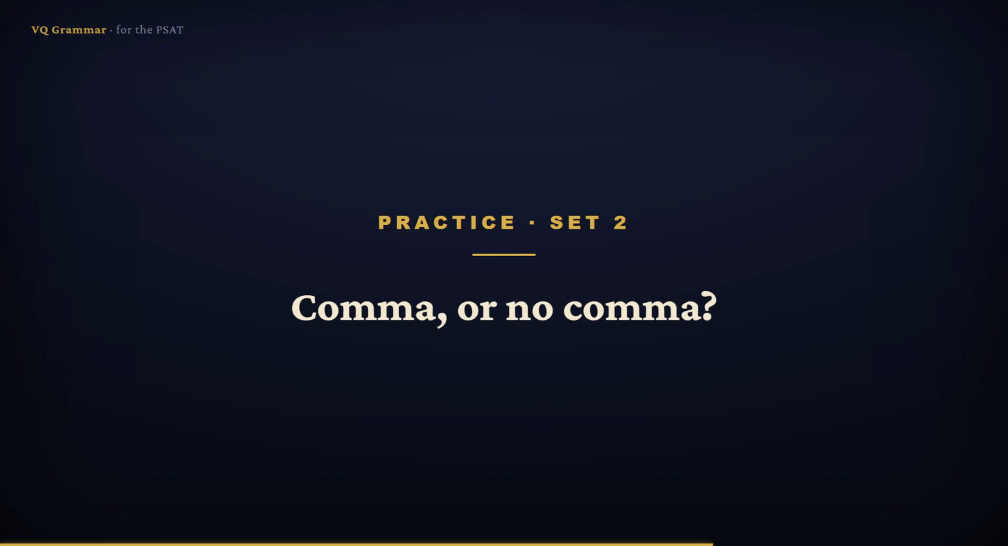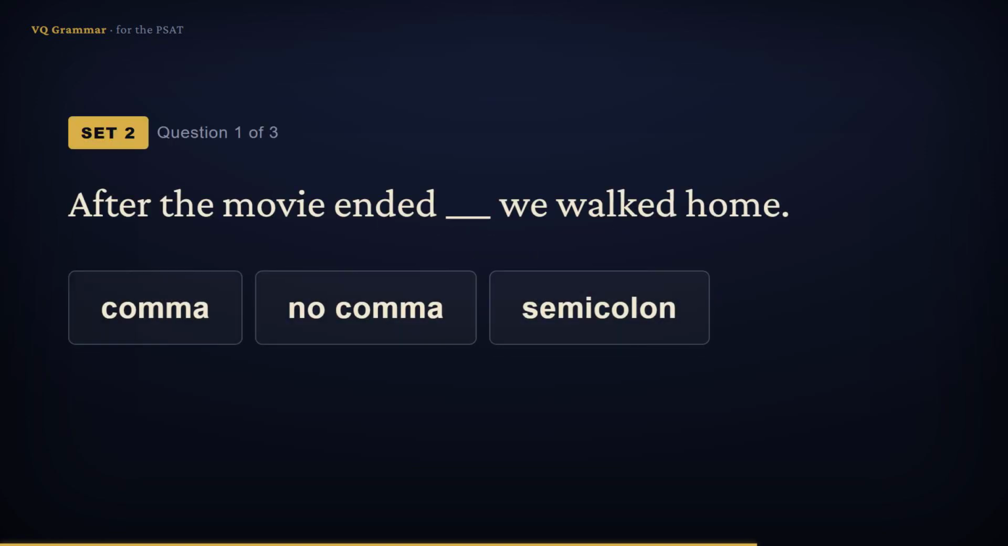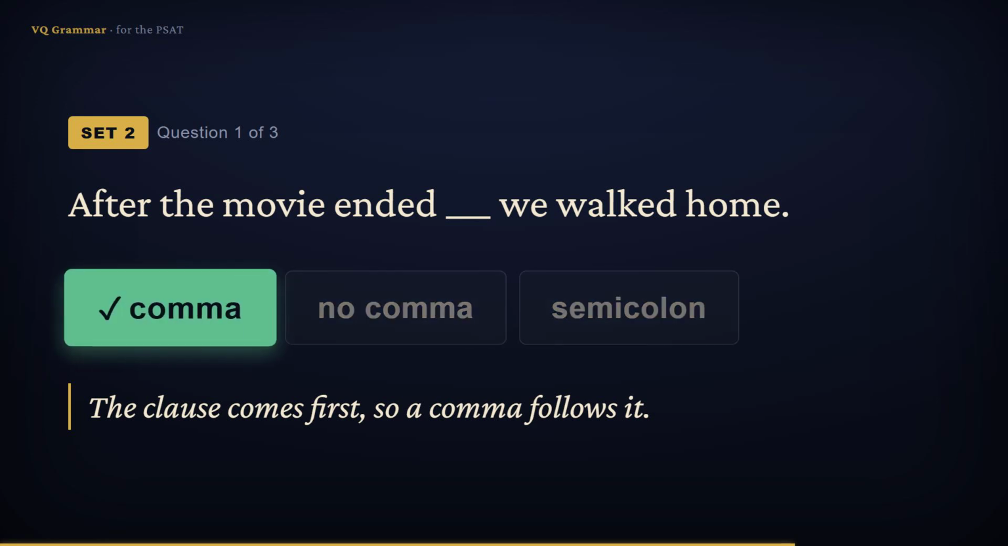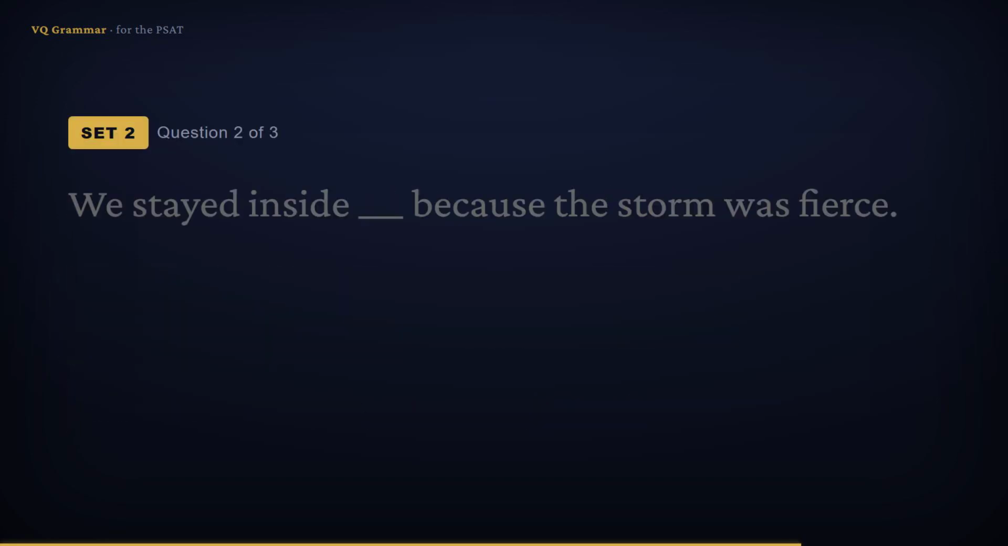Now use the comma rule. If the adverb clause comes first, the sentence needs a comma after it. If the clause comes at the end, no comma is needed. Decide which each one needs. Pause and try each one. After the movie ended, we walked home. The adverb clause, after the movie ended, comes first, at the front of the sentence. The rule says, clause first, put a comma after it. So the answer is comma.